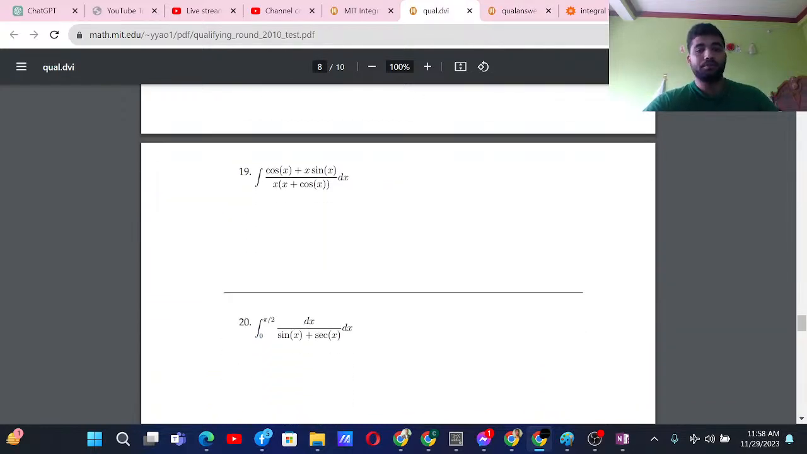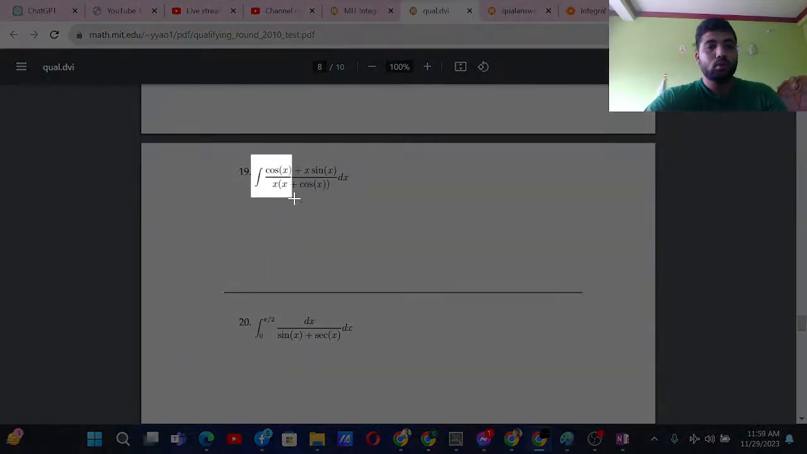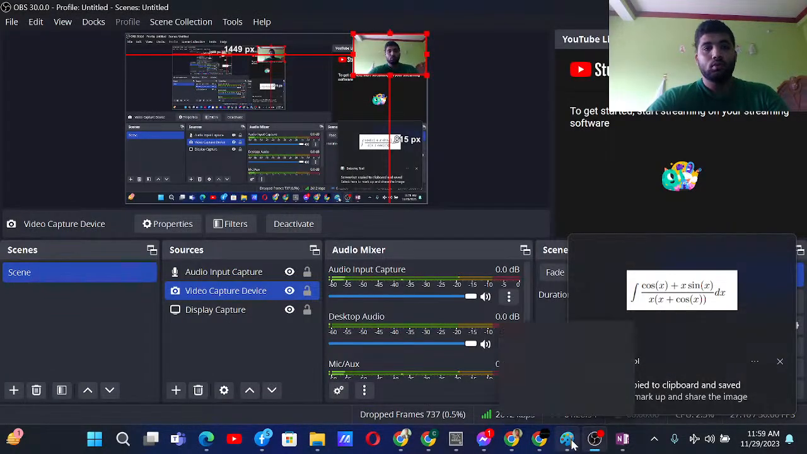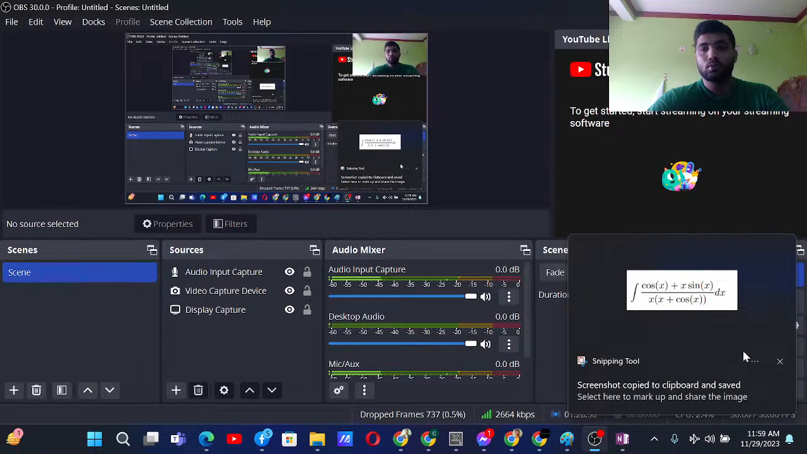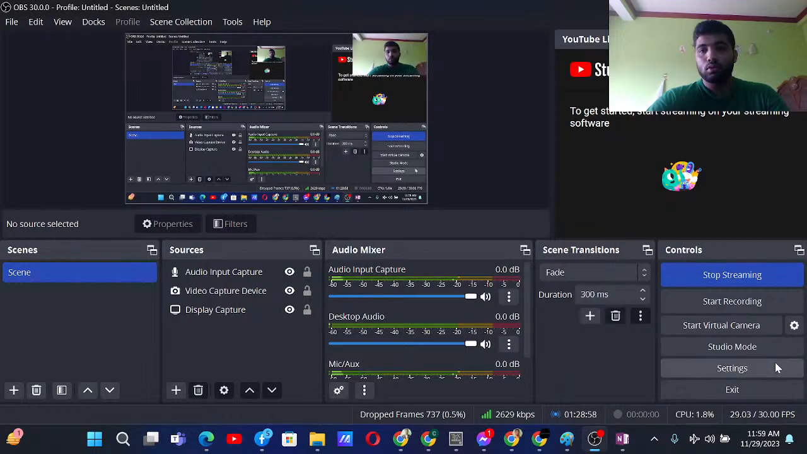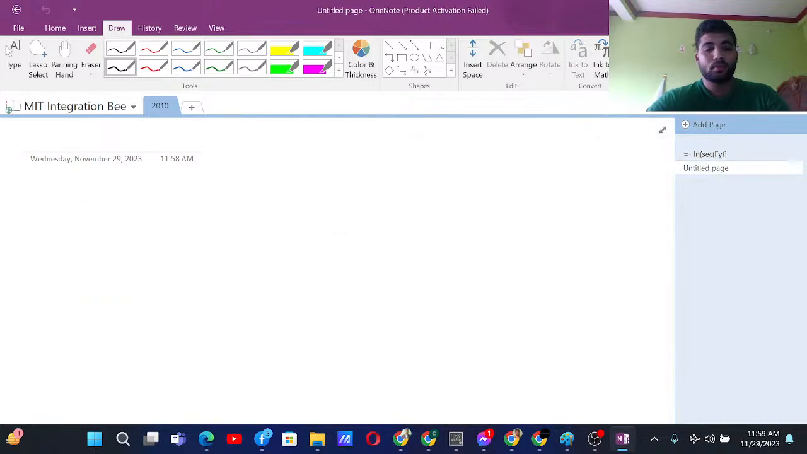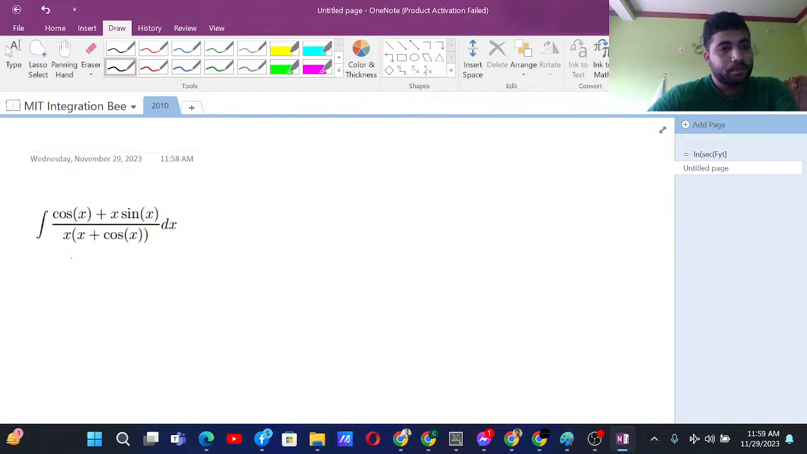Now for this problem, we have the integral of (cos x by x plus sin x by x) times (x plus cos x). Okay. What do you think we can do?